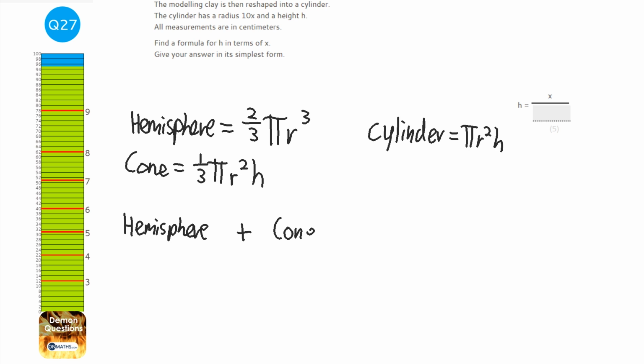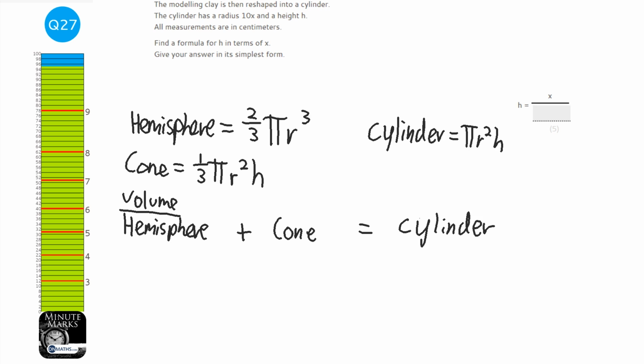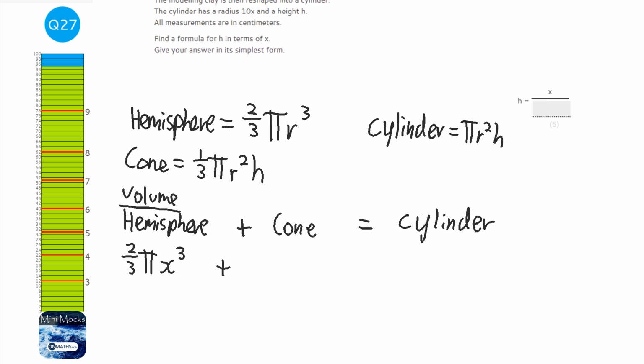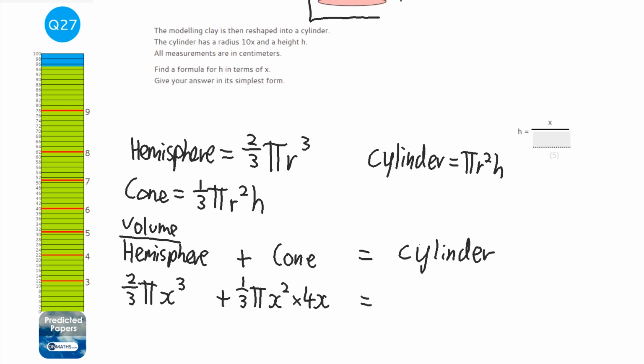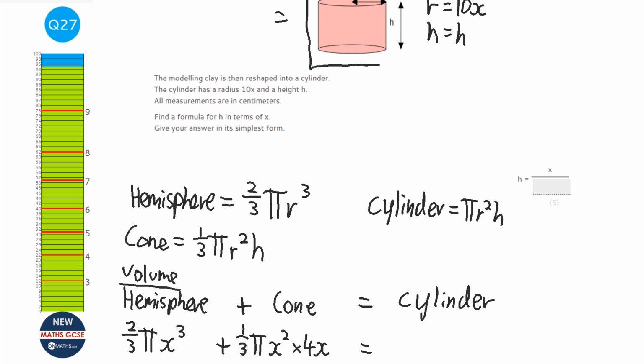So we know that the hemisphere volume plus the cone volume, and I should write volume here, to show the examiner that I'm working with volumes, equals the volume of, I don't know why I wrote an S, C for cylinder. Right, cylinder, there we go. So the hemisphere is 2/3 pi, and we said that x was the radius, so x cubed. So plus the cone. Now, what did we say the height of the cone was? We said the height of the cone was 4x. So it's going to be 1/3 pi x squared, because the radius is x, times 4x. Let's double check that. Always double check. Yeah, it is.